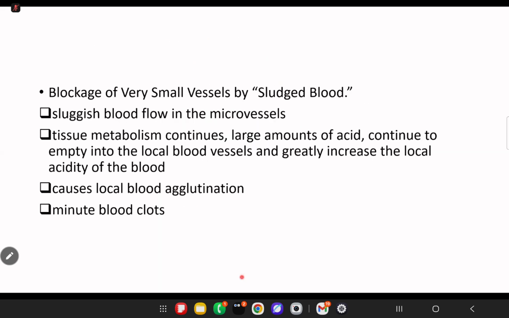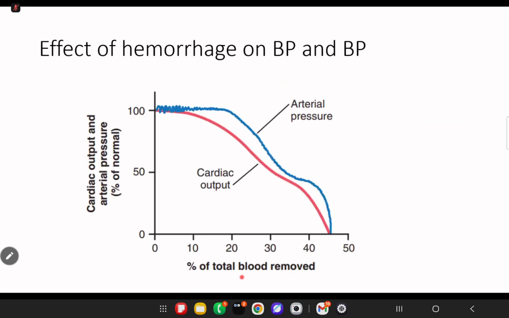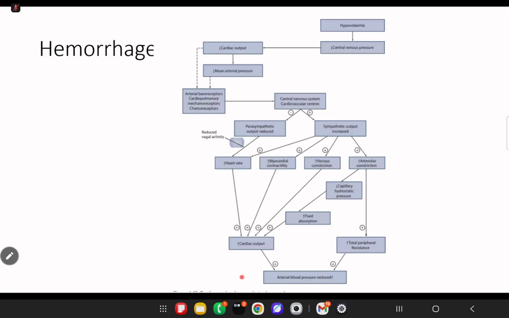Right. So let us go back to the first slide I put, hemorrhage. Hemorrhage leads to reduced blood volume, which will reduce central venous pressure, which reduces venous return, reducing cardiac output. So reduction in cardiac output later leads to reduction in mean arterial pressure, and therefore you have activation of the cardiac baroreceptors, mechanoreceptors, and the chemoreceptors.